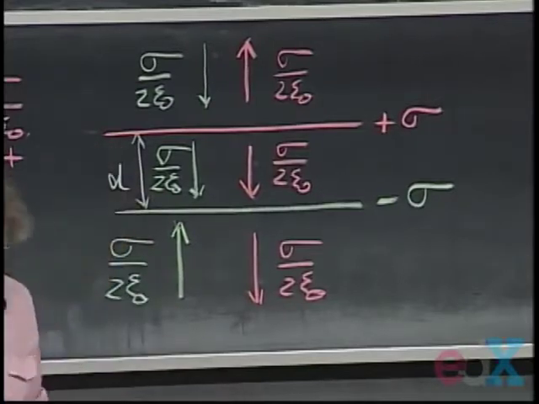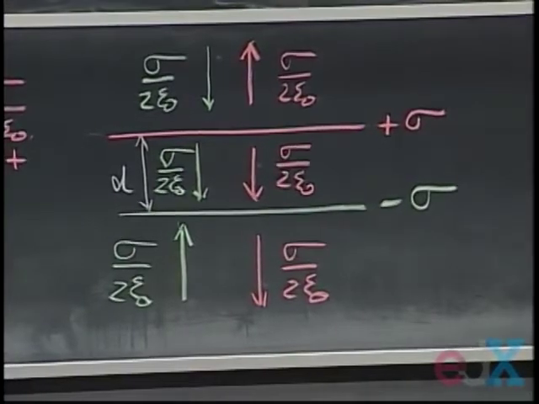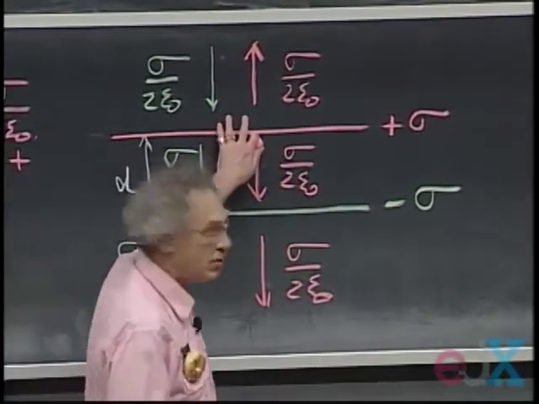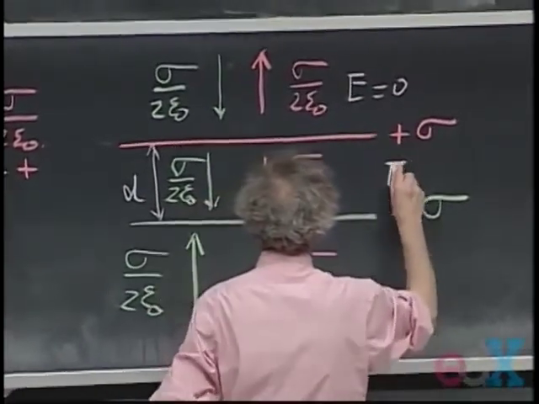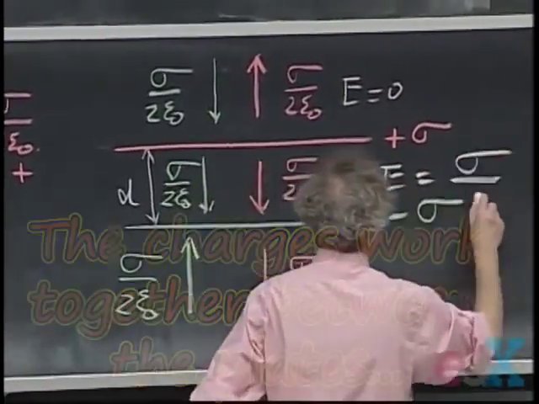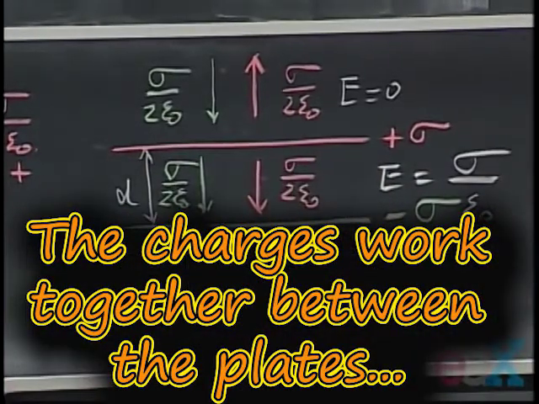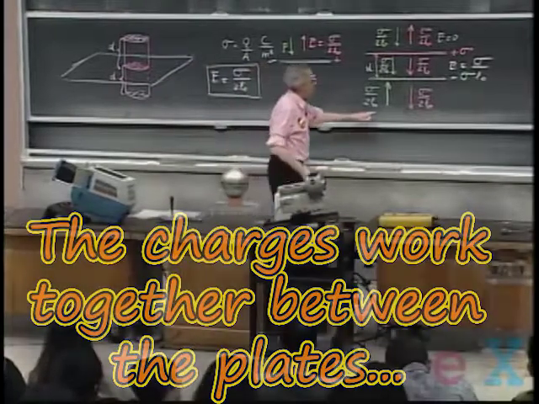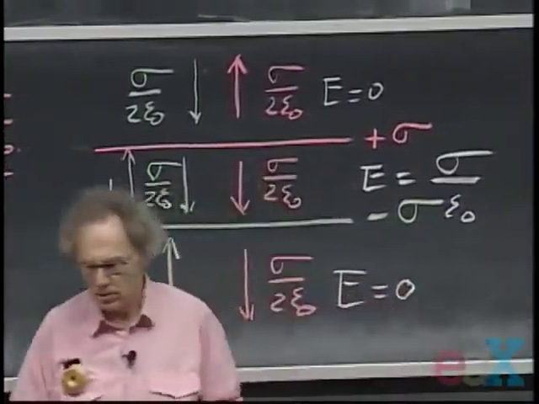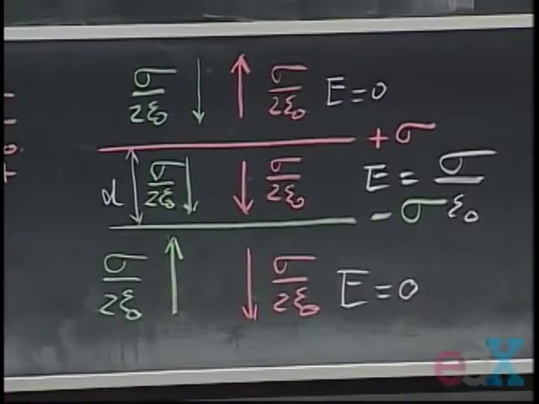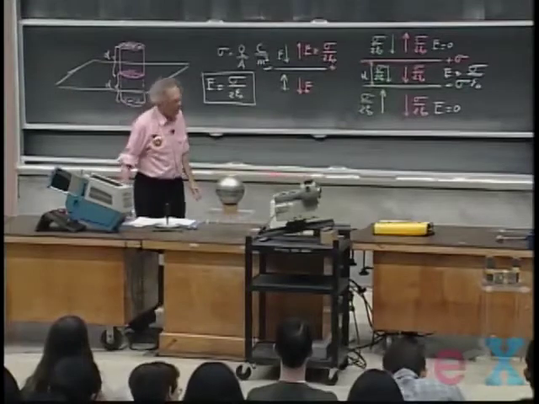I use the superposition principle. I can add electric vectors, and when I do that, I find that these 2 cancel each other out. So the electric field here is 0. The electric field here is sigma divided by epsilon 0. The 2 support each other, they are both in the same direction. And the electric field here is again 0. And that is an amazing result. Of course, it's only accurate if these plates are extraordinarily large.